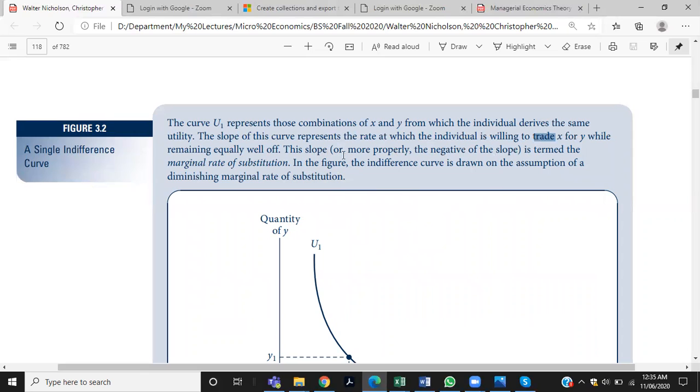This slope, or more properly the negative of the slope, is termed the marginal rate of substitution.